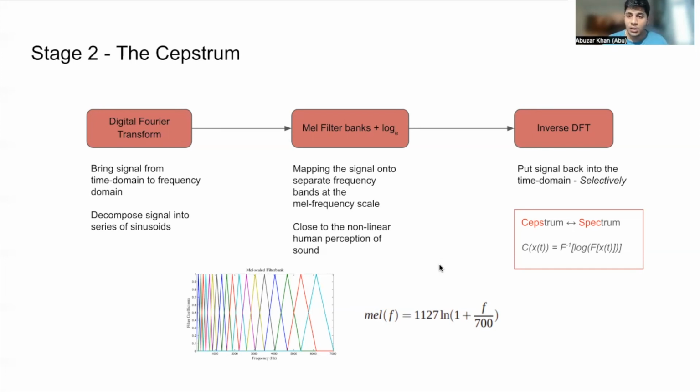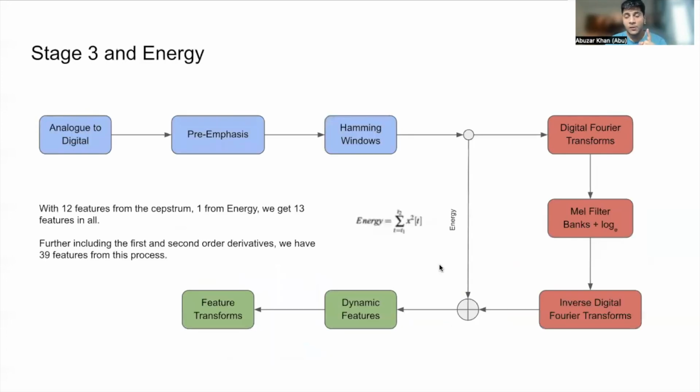And the last step, which really produces these coefficients, is what's known as an inverse discrete Fourier transform, in which we map our signal back to the time domain, but this time we do it selectively because we know what areas are of more importance. And out of this, what we get are 12 coefficients describing the signal. And to these 12, when we add that energy term right there, we get 13 different features. And further, we can take the first order and the second order derivatives of these 13 features, and we have access to 39 features in all.